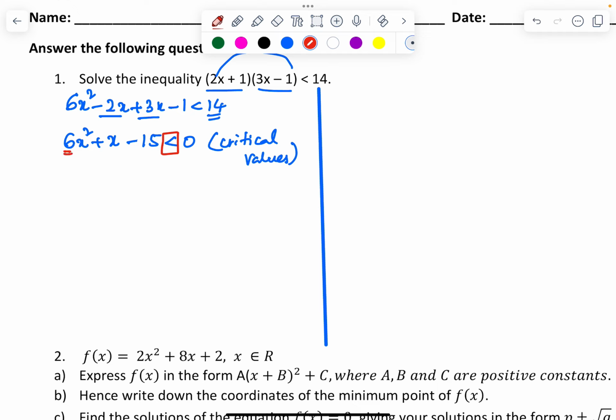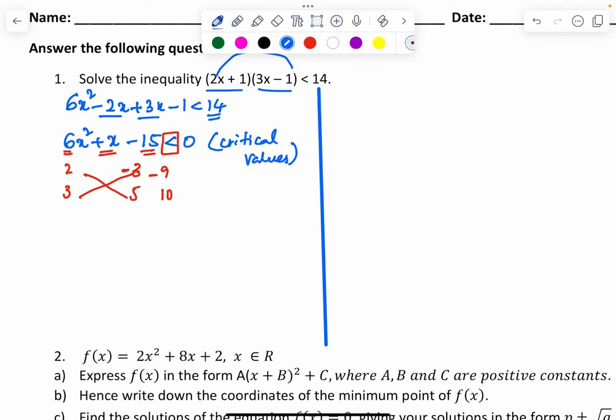So factors of 6 are 2 and 3, and factors of 15 are let's say 5 and 3. So I will write it as 3 and 5. So you can see that if I cross multiply, this is 9 and this is 10. So we need to have an x here. So I must put a negative here.